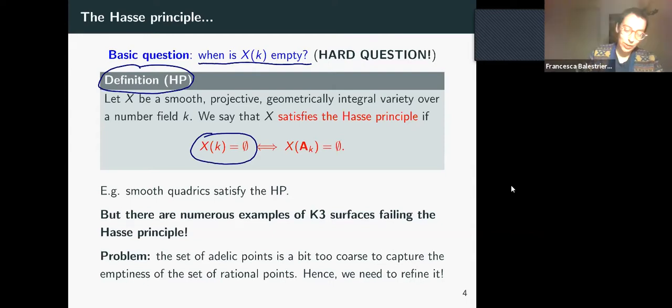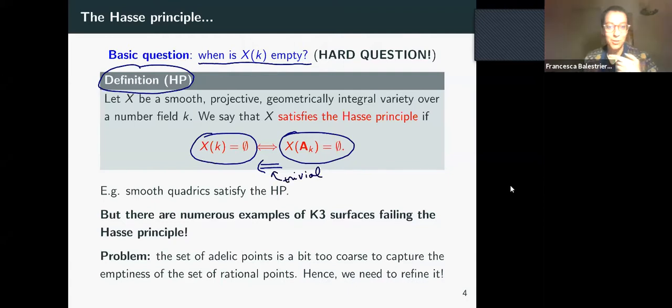We say that X satisfies the Hasse principle whenever it's true that the emptiness of the set of k-rational points is equivalent to the emptiness of the set of adelic points on X. Of course, one implication is trivial. You always have this implication. The other implication is the interesting one. And when that other implication holds, then we say that the variety satisfies the Hasse principle.